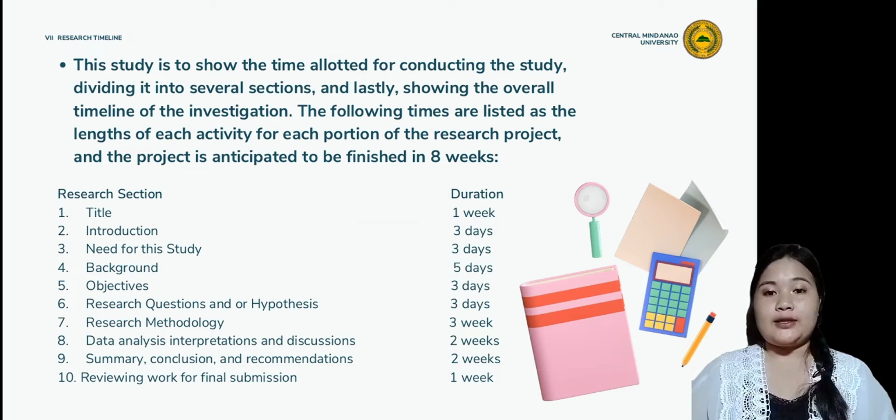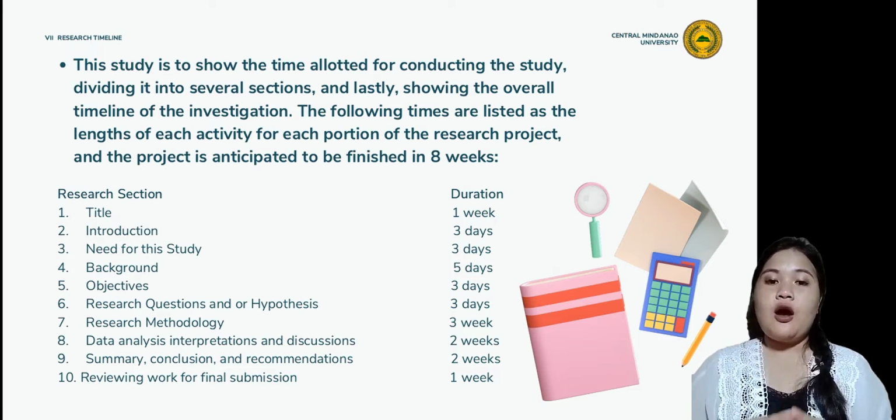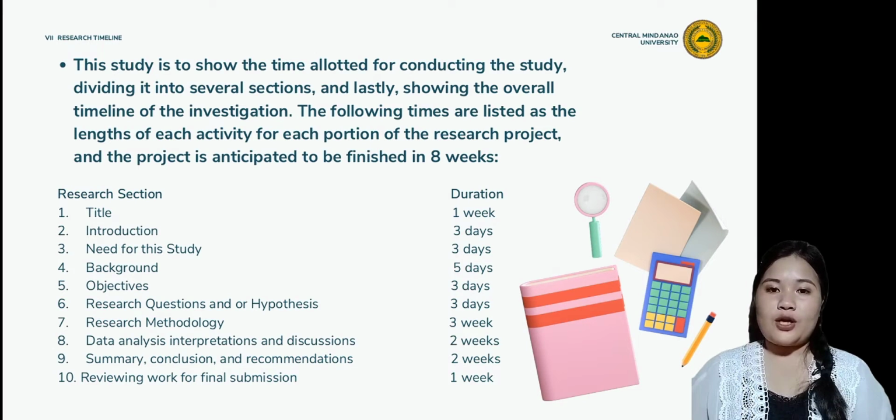First is the research title that had a duration of 1 week. Next is the introduction, which had a duration of 3 days. And we have the needs for the study, which also had a duration of 3 days. We have the background that had a duration of 5 days. Next is the objectives that had a duration of 3 days, together with research questions and hypotheses, which also had a duration of 3 days.